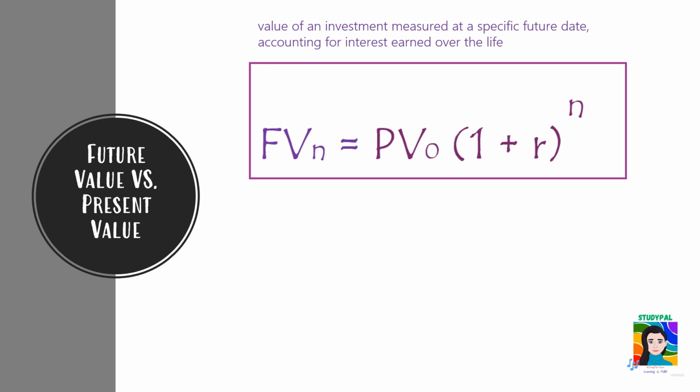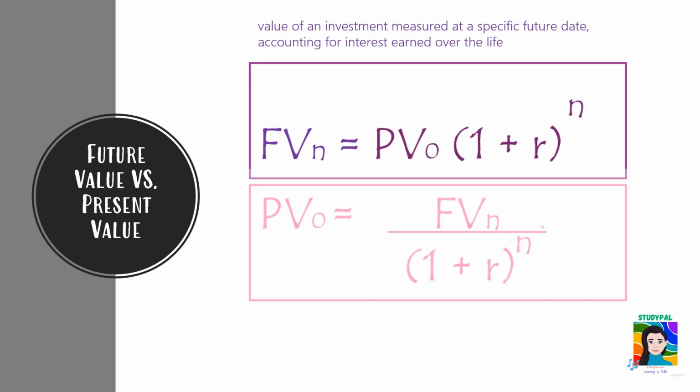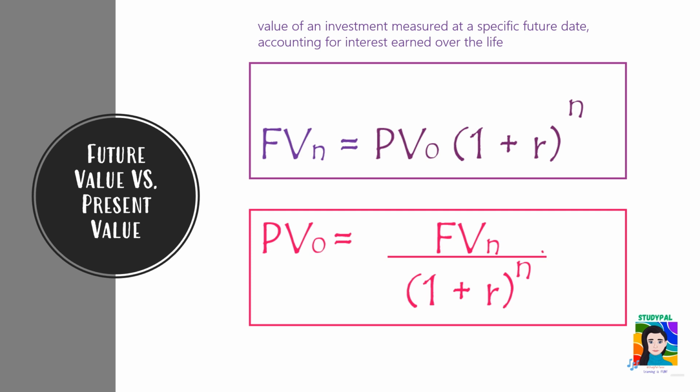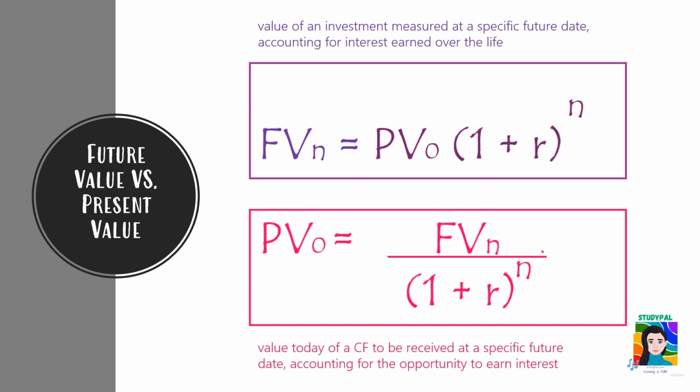Then how do we calculate the present value? Simply rearrange the formula so that we have present value as the subject of the formula. You will then end up with this formula. So the present value, as the name suggests, is the value today of a cash flow to be received at a specific future date, accounting for the opportunity to earn interest. And the process of calculating present value is called discounting.